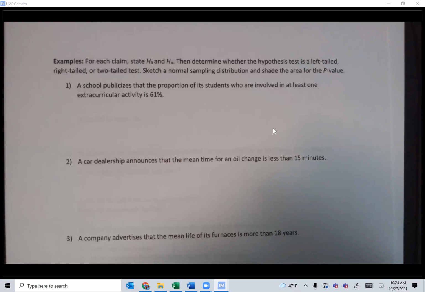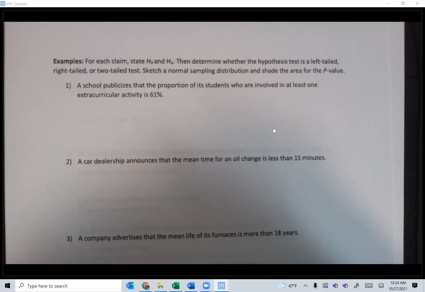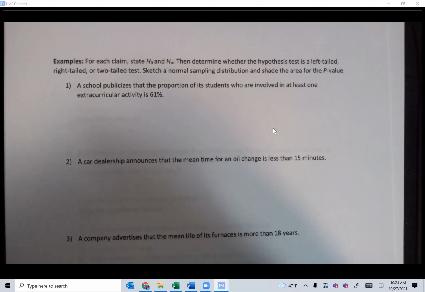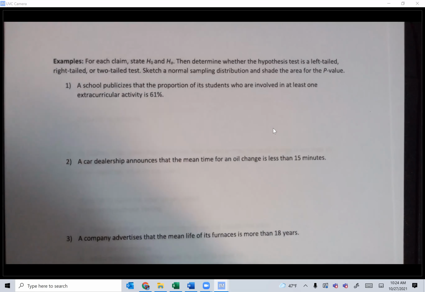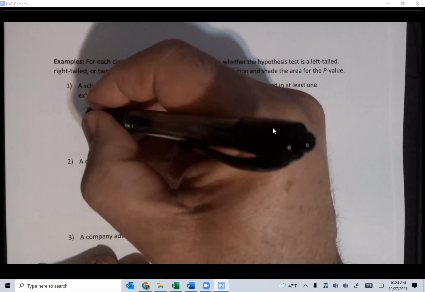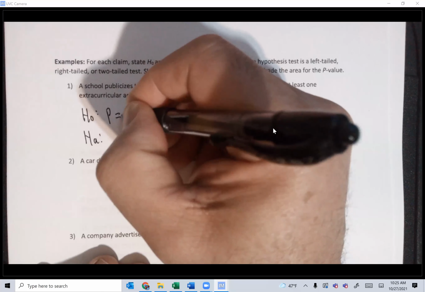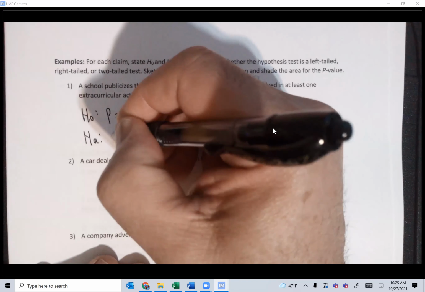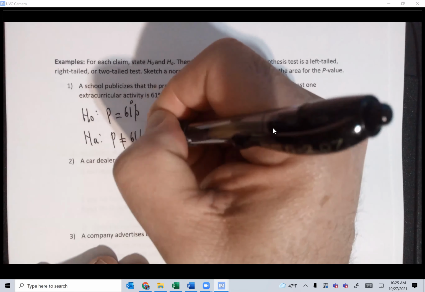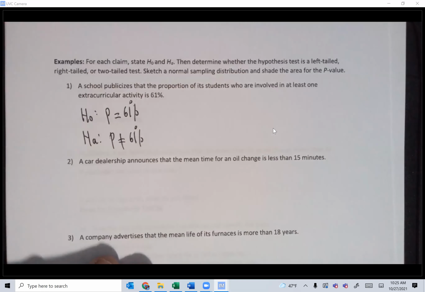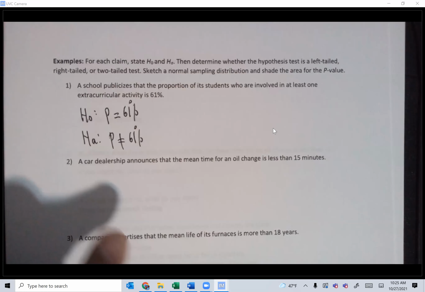For each claim, state H0 and HA, then determine whether the hypothesis test is a left tail test, right tail test, or two-tailed test. A school publicizes that the proportion of its students who are involved in at least one extracurricular activity is 61%. So we did this example before, guys. We stated the null and the alternative to be p equals 61% and p not equal to 61%. And since this is not equal, this is a two-tailed test.